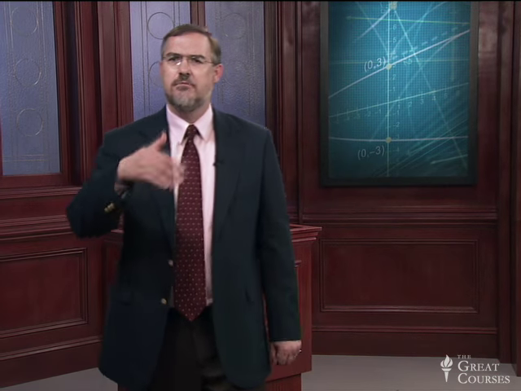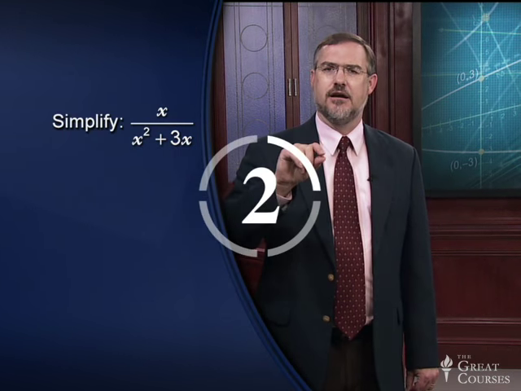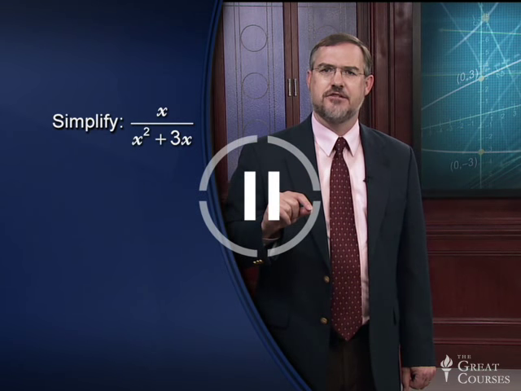Now, here's one more trap. It's a little less common, but it still happens, and I want to point it out in terms of this simplification before we move forward. Why don't you try this one first? Simplify x divided by x squared plus 3x.